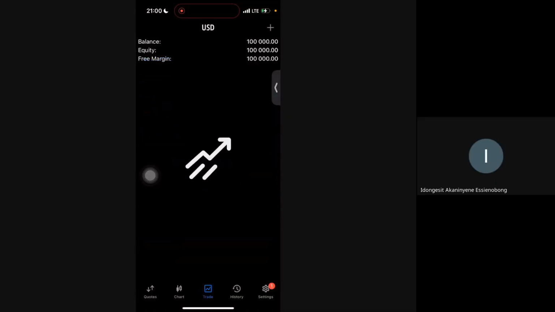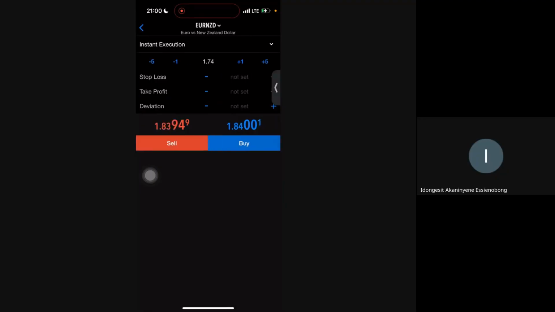So for margin, you will see it only when you have executed your trade. Let's try a buy. We can see the margin has popped out right here. Margin 1008. This is the amount that the broker is collecting from our balance to hold that trade for us.